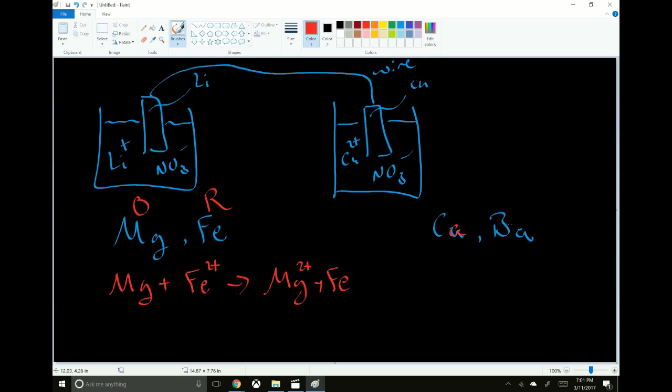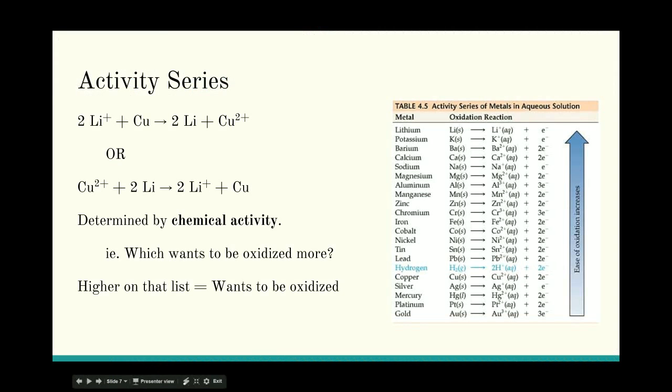This was calcium and barium. So we look at the list for this one, and you have calcium and barium. Oh, they're both right up there at the top, right next to each other, but barium is above calcium. These are both alkaline earth metals, so they're both going to a 2 plus charge.